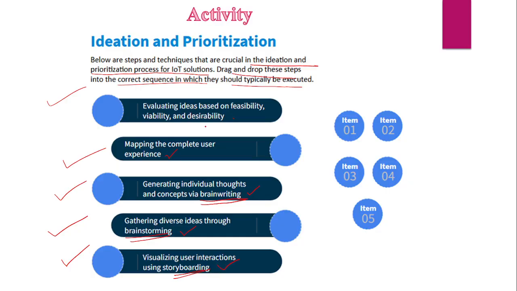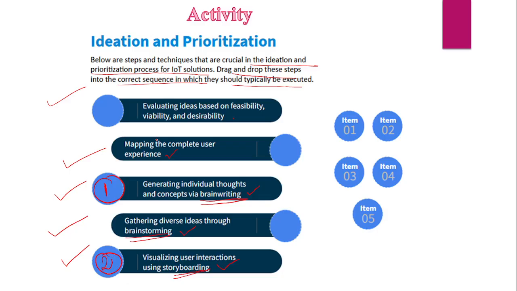These are the user-centric approach. Now you can see, generating individual thoughts and concepts via brain writing is coming as the first step. And the next one is visualizing user interaction using a storyboard. So this is step number 2 you have to perform.